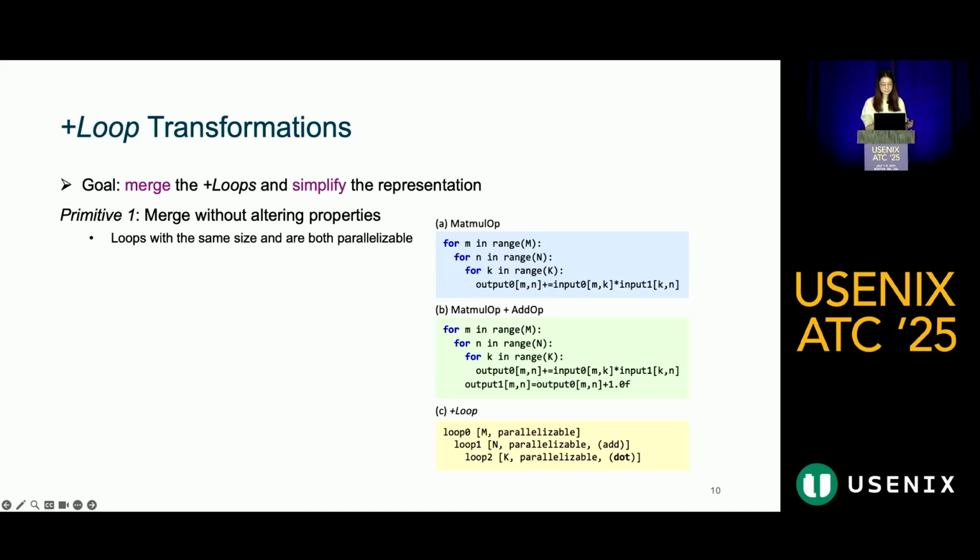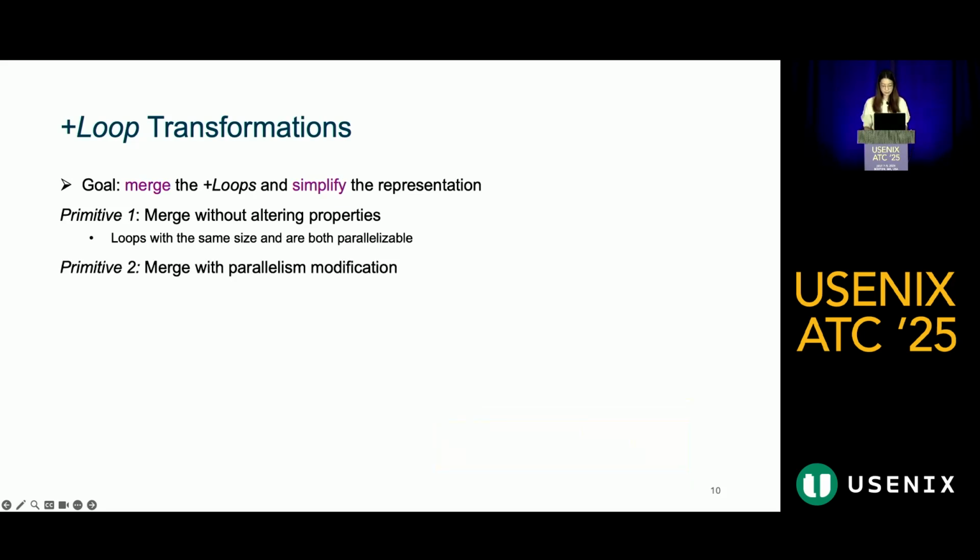This means we merge two loops if they have the same size and are both parallelizable. For example, in a matmul operation with loops M, N, and K, the loop N can be merged with loop N in a following add operation, because the add operation is an injective operation and doesn't change the loop's property. Similarly, we have primitive 2, merge with parallelism modification, and primitive 3, transition to a new loop when needed. After the loops in different operators are transformed, PluS then collapses the consecutive loops that belong to the same character.